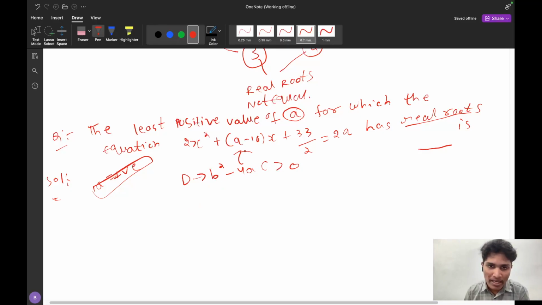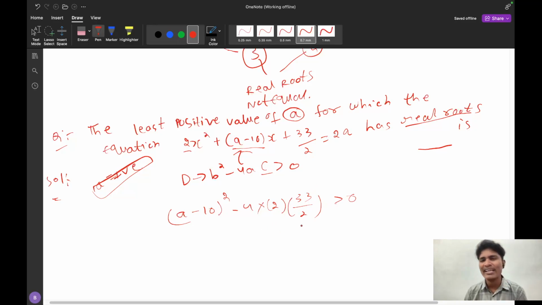So what is b square? B square is this value, that is (a minus 10) whole square minus 4 into, what is the value of a? a is 2. And what is the value of c? c is 33 by 2. Is greater than 0, yes, greater than 0, or you can say equal to 0.